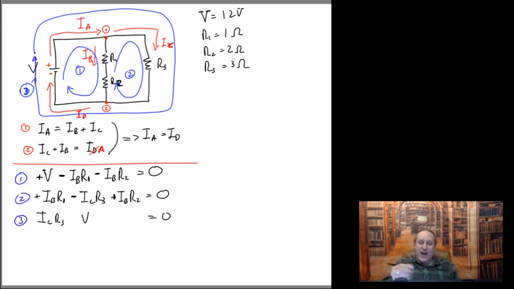Then we figure out the signs. For the I_C R3, we're going with the current, so we get a minus sign. And for the voltage, I'm going from the negative side to the positive side, so I'm going uphill as I go across that voltage. Is that what you guys got? Minus I_C R3 and a plus V, maybe not in that order. Okay, good. Now we have 3 equations with 3 unknowns.